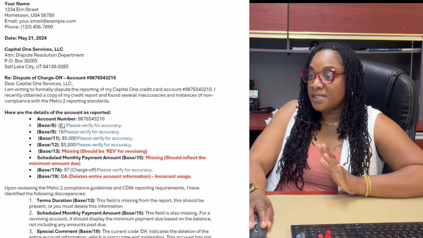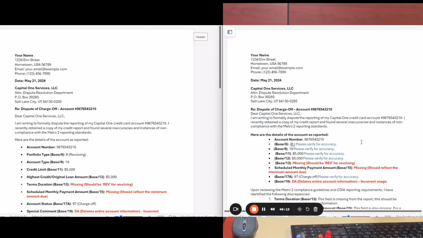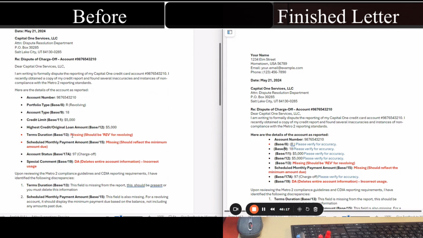Now I'm gonna do like a side by side. Like I said, this is not a real letter, so it's not going out to anyone, but this is the before. This is the letter that I created. It still has pretty much the same verbiage in it, but I did it this way so that I could explain to you better about the fields and codes. Like for instance, with portfolio type, base segment character field 8, I have an R there because that's the code. The code is R, but beside it, I put revolving to let you know that this is a revolving account, and so on and so forth.